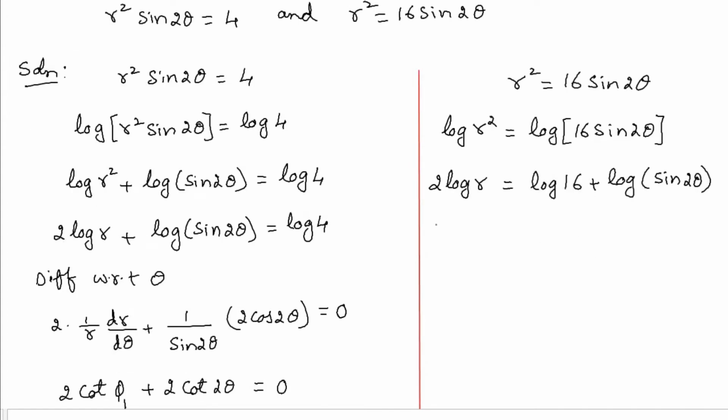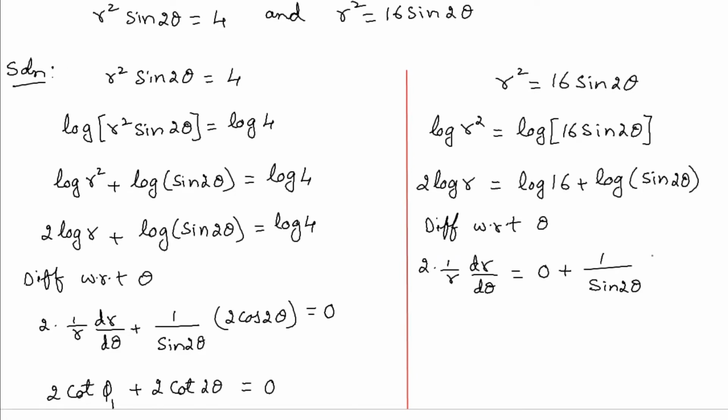Now we'll differentiate this with respect to theta. So we get 2 times the derivative of log of r, which is 1 by r dr by d theta, equals, log of 16 is a constant, its derivative will be 0, plus the log differentiation will be 1 by sine of 2 theta, into the differentiation of sine of 2 theta, which is 2 cos of 2 theta.